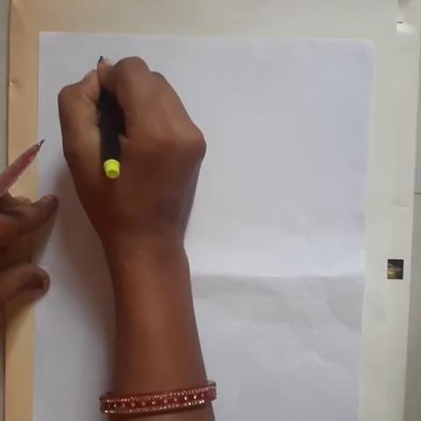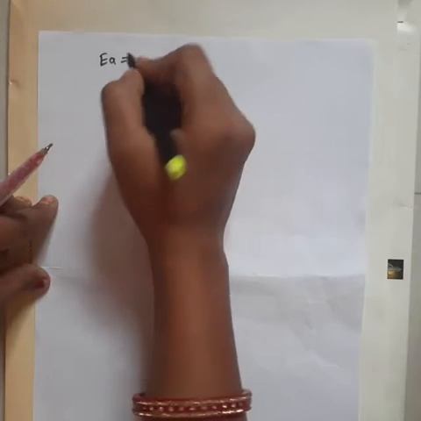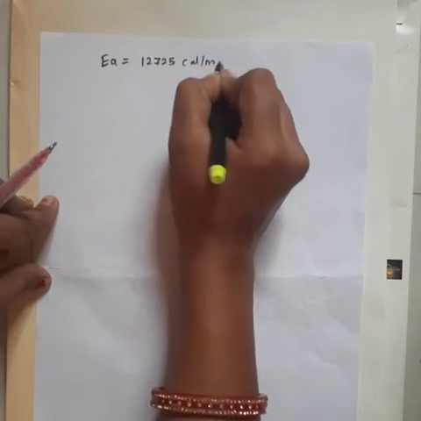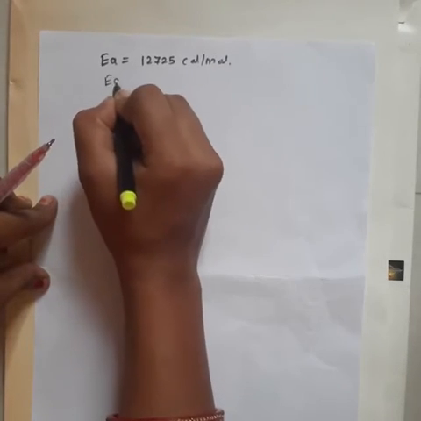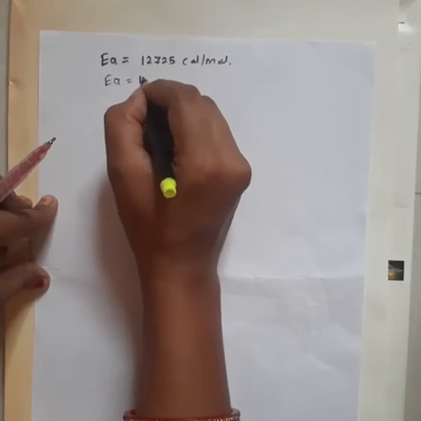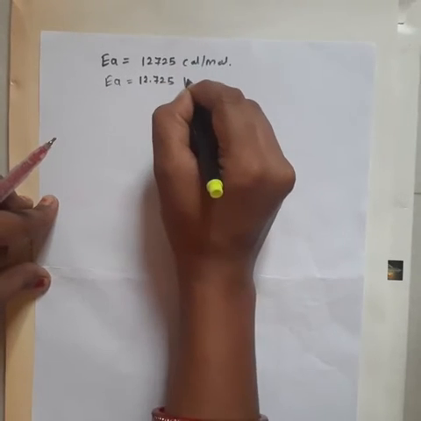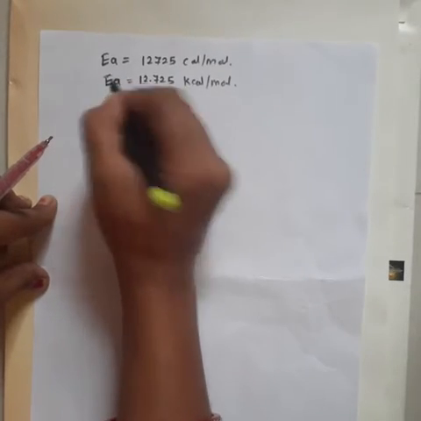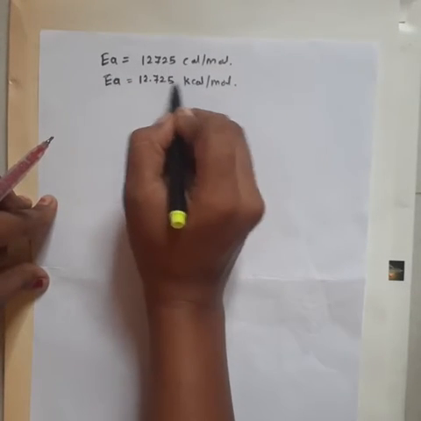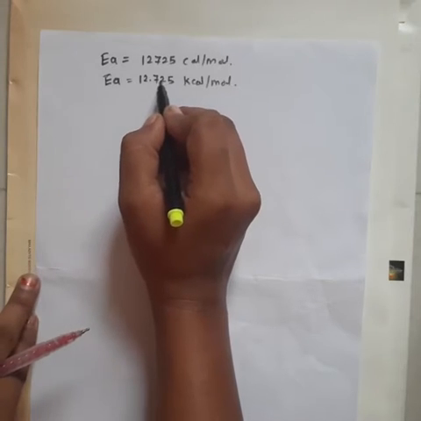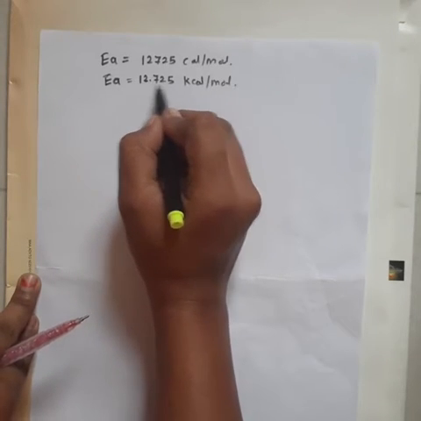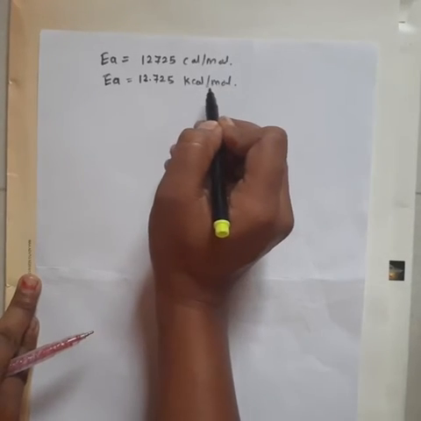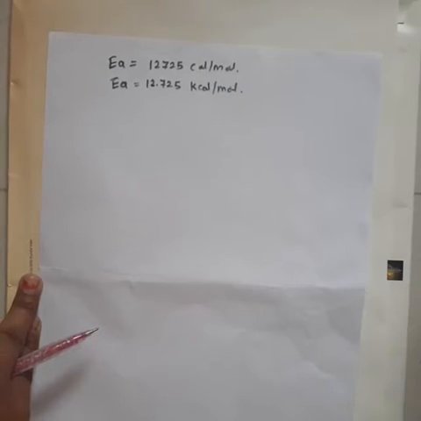So if we do the calculation, we get the value of EA, that is EA is equal to 12725 calories per mole. In kilocalorie, how we can write? EA is equal to 12.725 kilocalorie per mole. For kilocalorie we can shift 3 digits to the left hand side. Therefore we get the value of activation energy as EA is equal to 12.725 kilocalorie per mole.